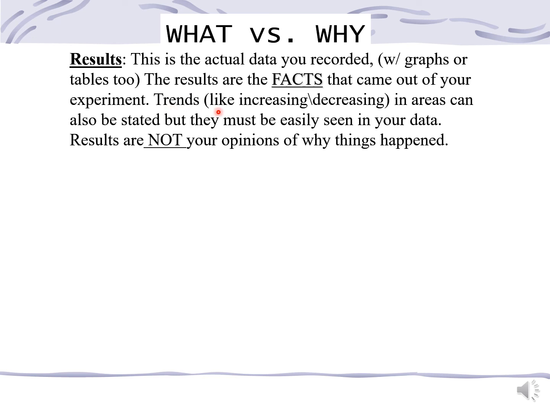You could use words like trends, like increasing and decreasing, if you're using a graph. This is why we like graphs. You can see trends easier that way. And so you're stating what's happening, but you're not trying to state why you think things are happening. That's going to come later. For right now, it's just the what.